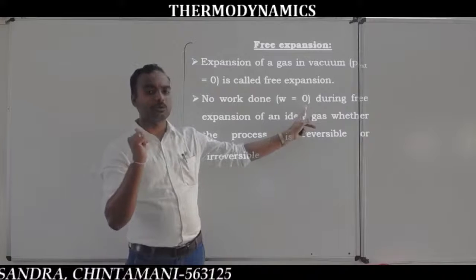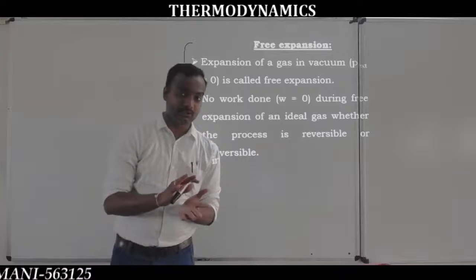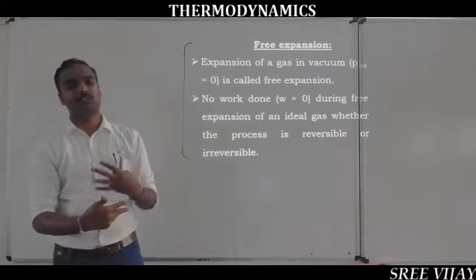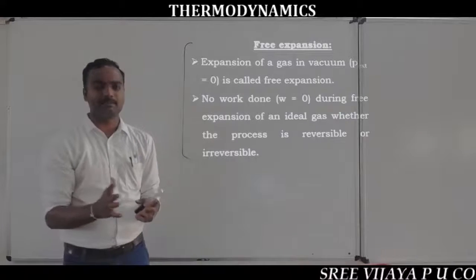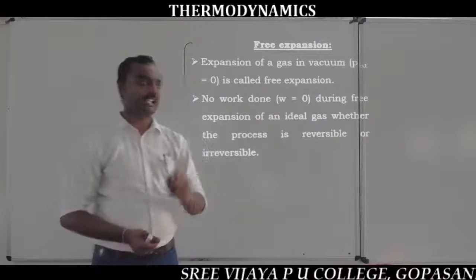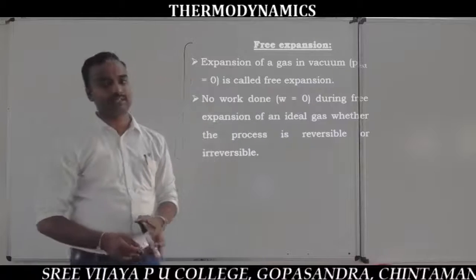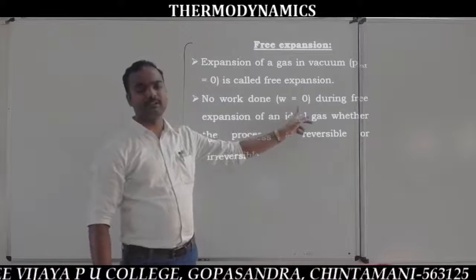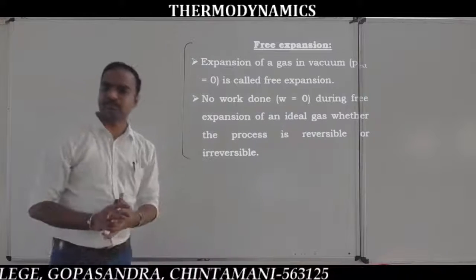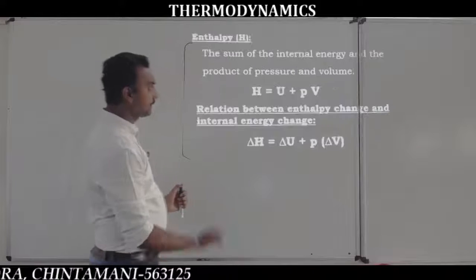You use this a lot when solving problems: during the free expansion of an ideal gas, whether it may be reversible or irreversible. That is, whether it is reversible expansion or irreversible free expansion of an ideal gas, whatever it may be, the work done is 0 in the case of free expansion. Free expansion means expansion of gas in vacuum, that is, external pressure is 0. You have to remember this, very, very important. For free expansion, no work done. Whether the process is reversible or irreversible, the work done is 0.